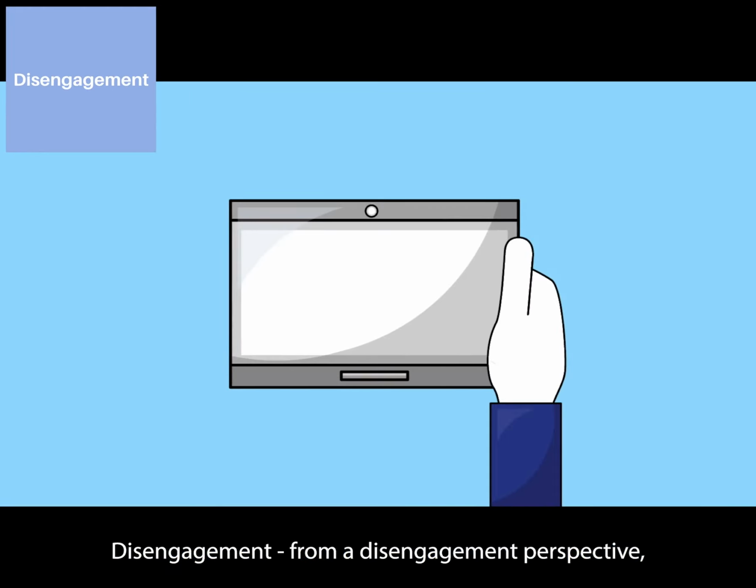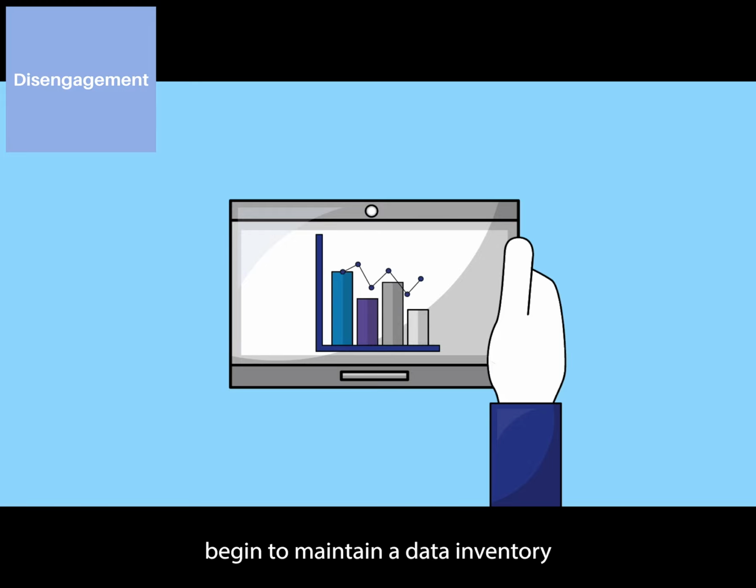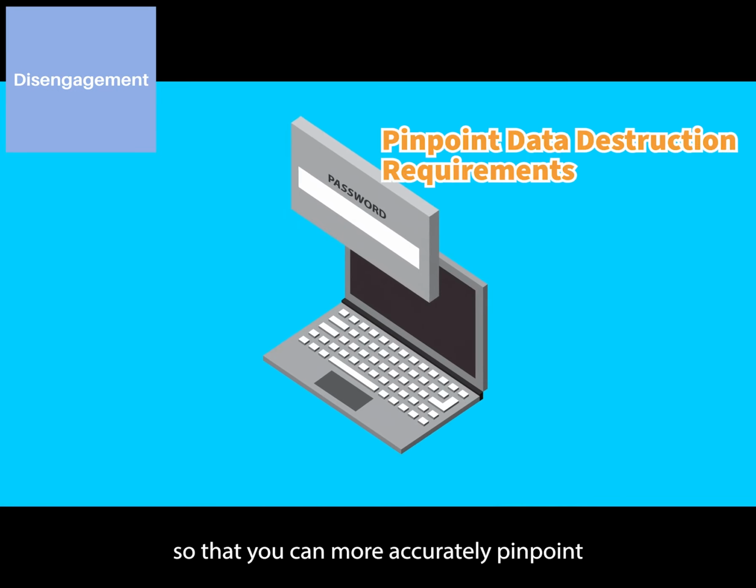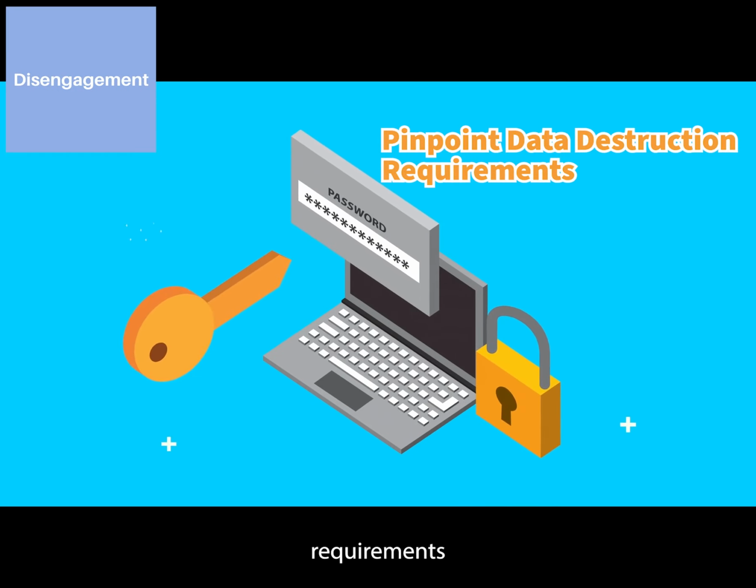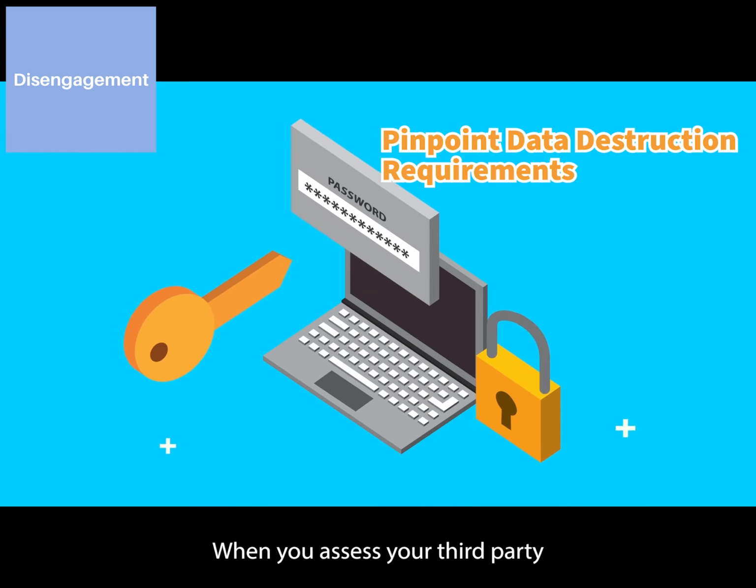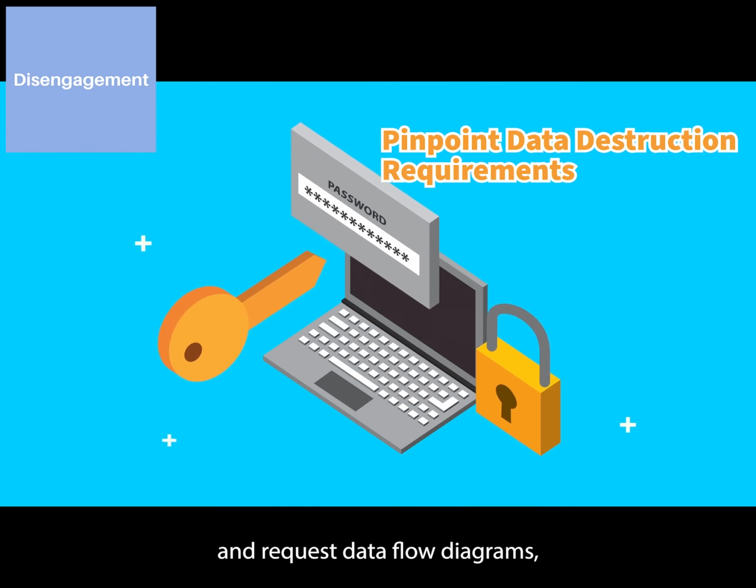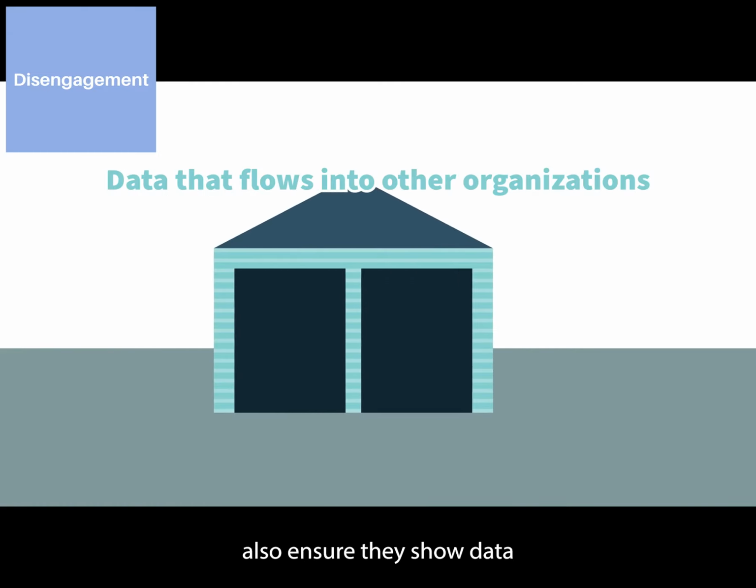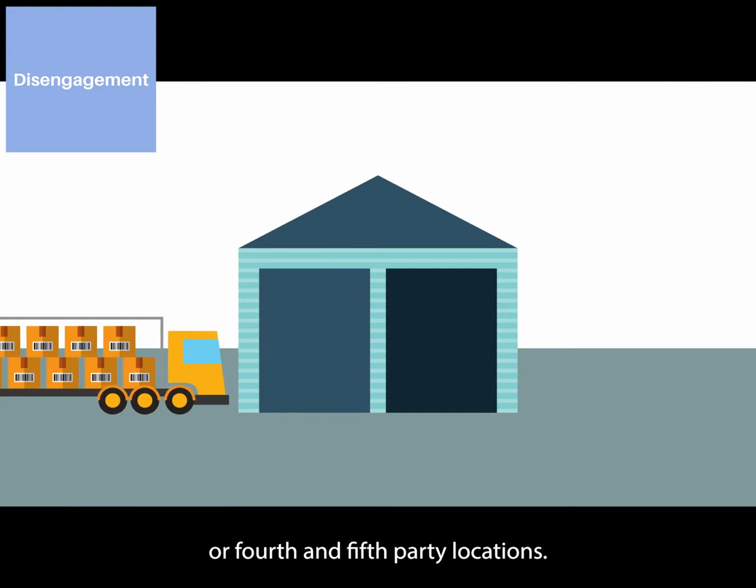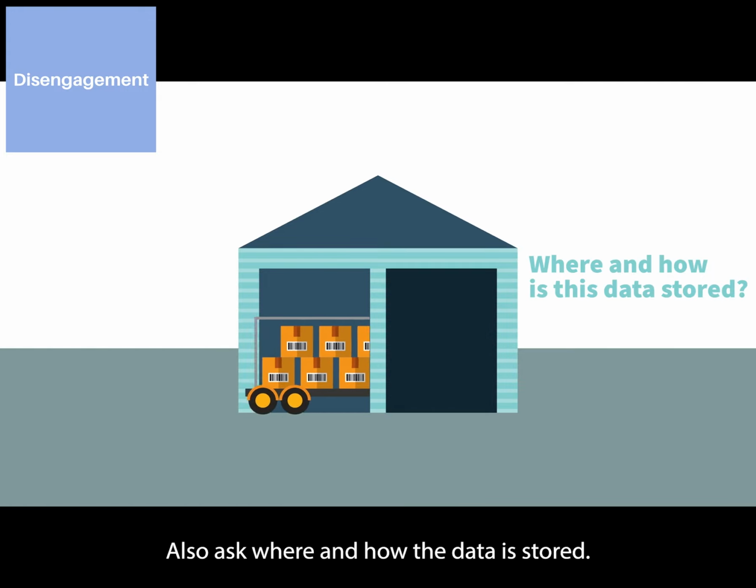Disengagement. From a disengagement perspective, begin to maintain a data inventory by requesting a data flow diagram from your third party, so that you can more accurately pinpoint data destruction requirements to include data at nth party locations. When you assess your third party and request data flow diagrams, also ensure they show data that flows into other organizations or fourth and fifth party locations.